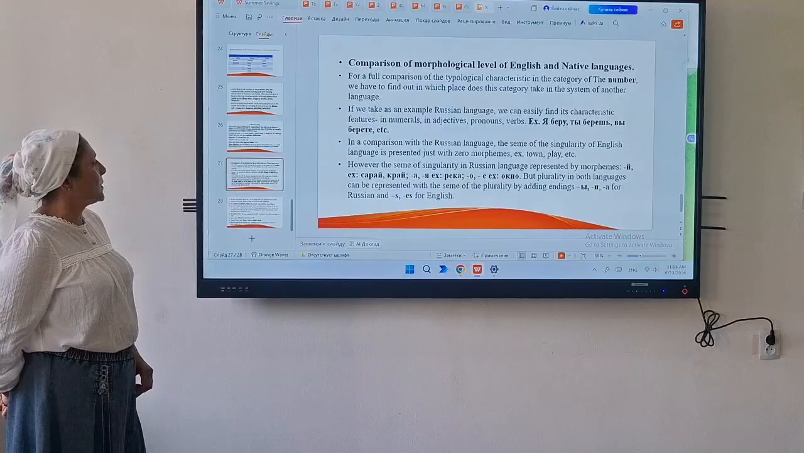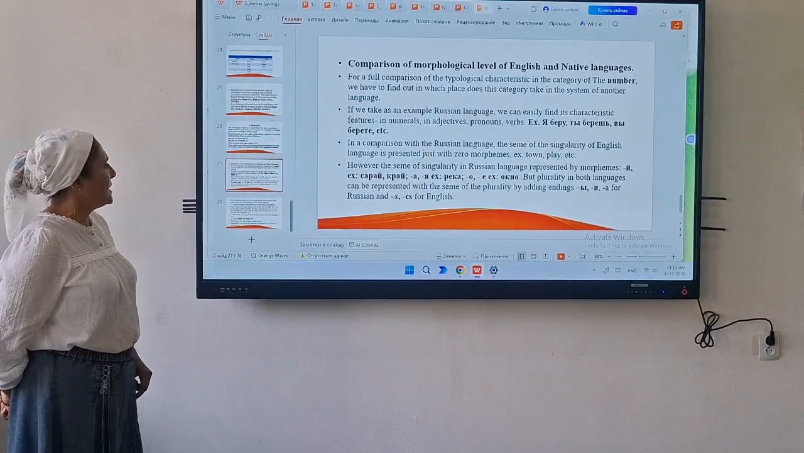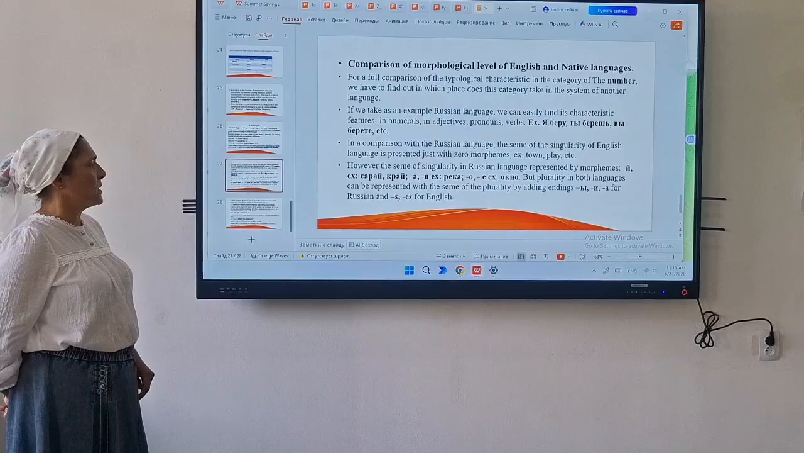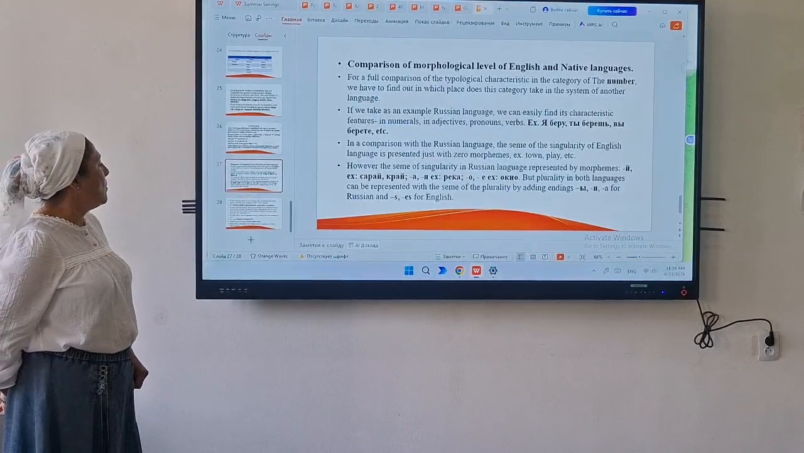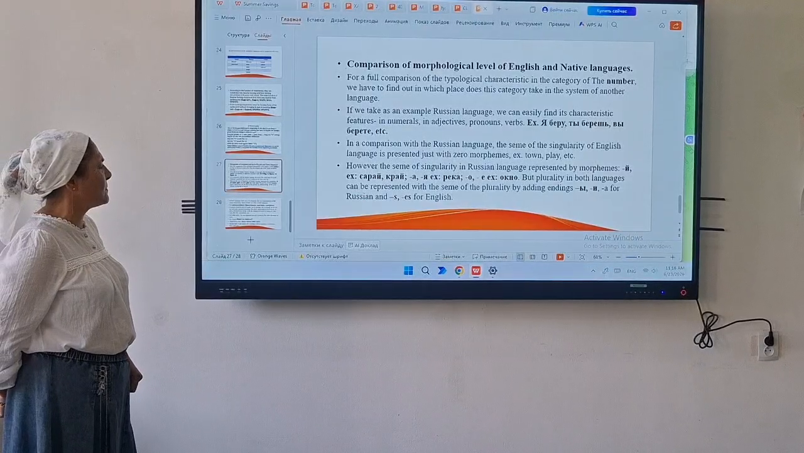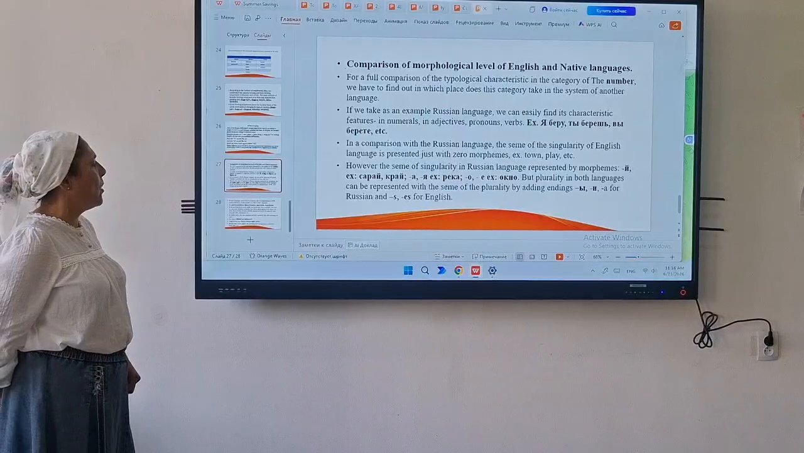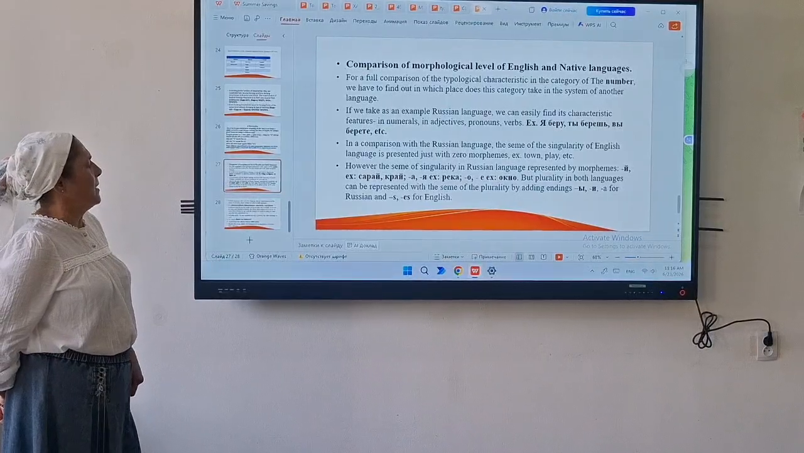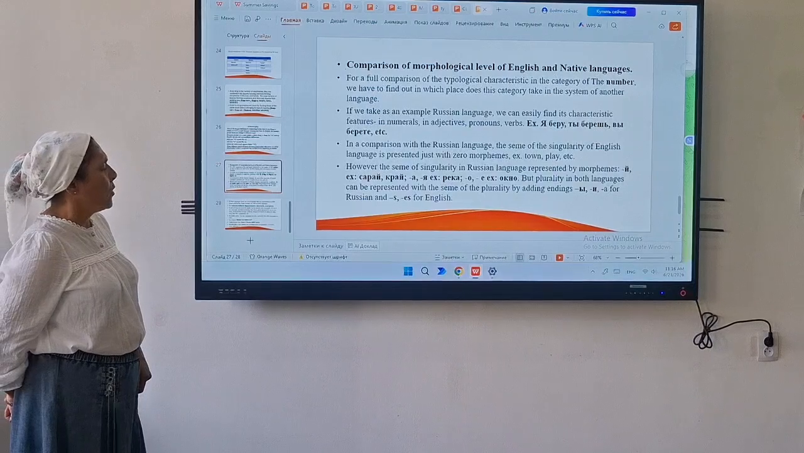In comparison with the Russian language, the theme of singularity in the English language is presented just with a zero morpheme. For example, town, play, etc. However, the theme of singularity in the Russian language is represented by morphemes, for example, сарай, рай, река, окно, море.